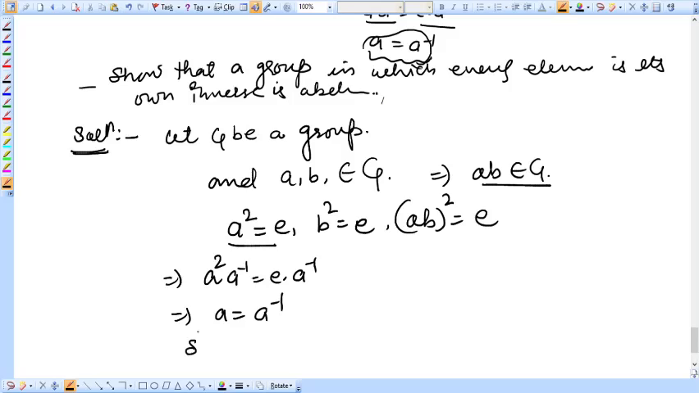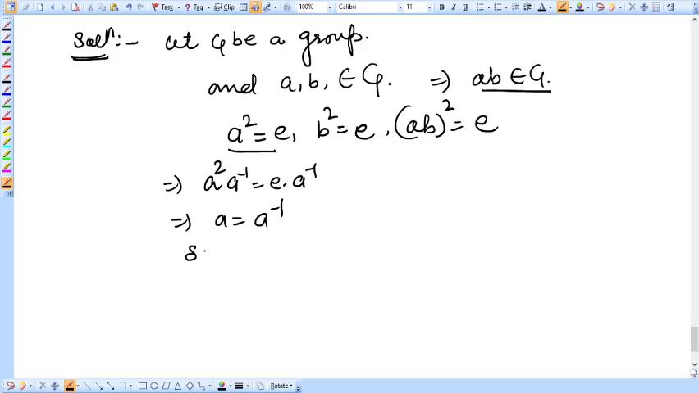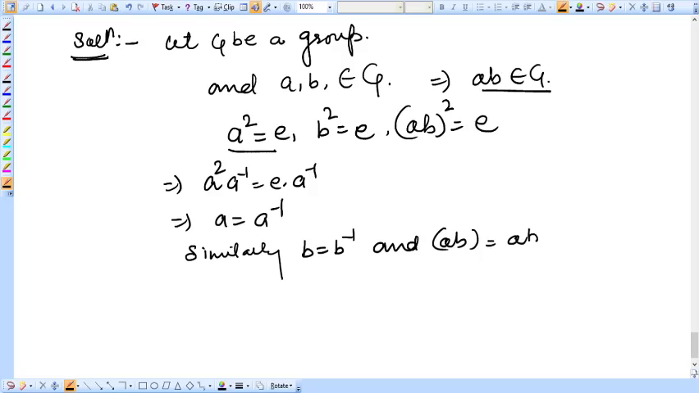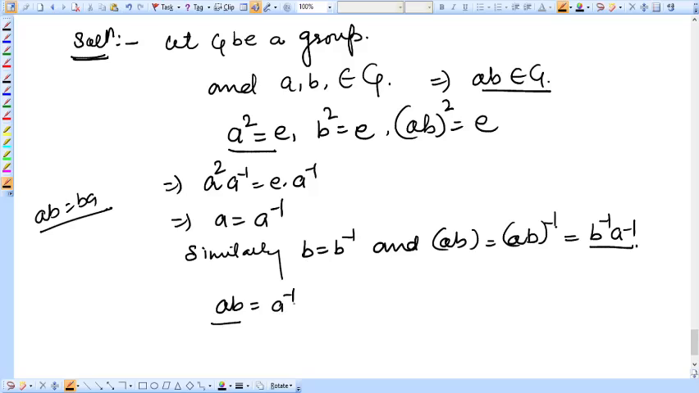Okay, similarly B is equal to B inverse and AB is equal to AB inverse. Okay, we know AB inverse is equal to B inverse A inverse by reversal law. Now we want to prove that this group is abelian. For that we need to show that AB is equal to BA. Okay, so see, AB can be written as A inverse B inverse. Why? Because A is equal to A inverse and B is equal to B inverse.